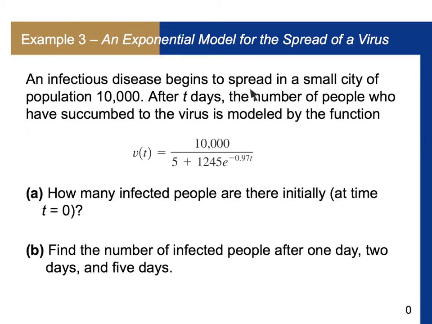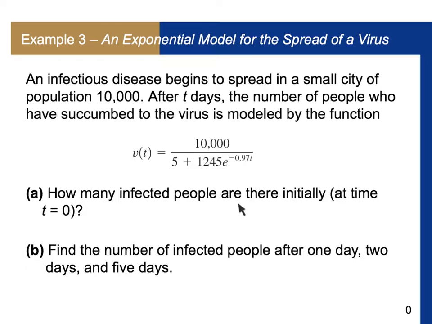We have an infectious disease that begins to spread in a small city of population 10,000. After t days, so t is time in days, the number of people who have succumbed to the virus, v of t, is modeled by this function. v of t is 10,000 divided by 5 plus 1,245 times e to the minus 0.97 t.